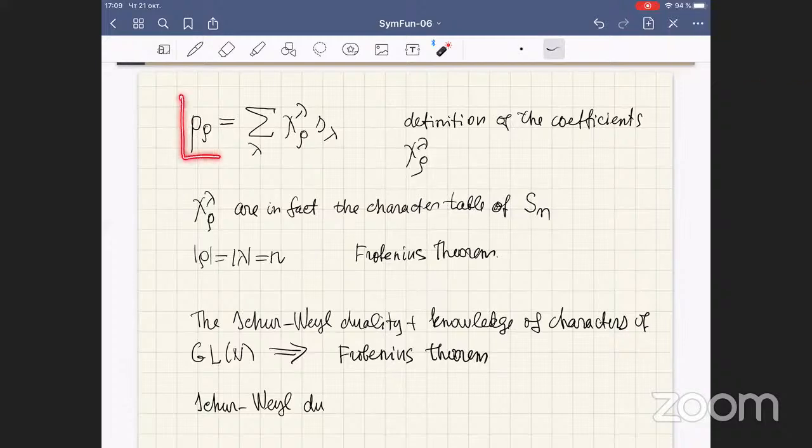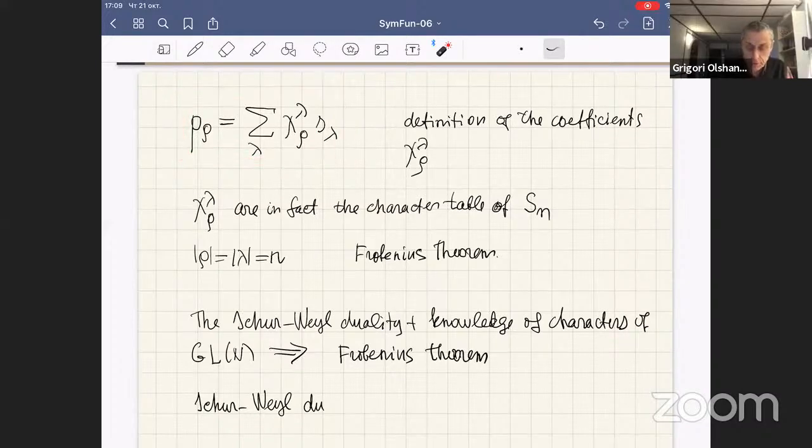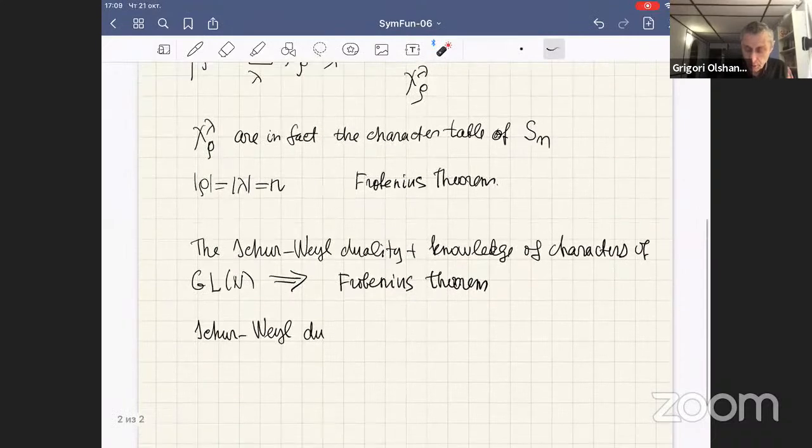So this formula is simply formal. This is essentially a definition of the coefficients, but the significance of these coefficients is given by the Frobenius theorem. And I would like to give some comment about the Frobenius theorem by relating it to the Schur-Weil duality. Okay? So now I will explain or recall what is the Schur-Weil duality.